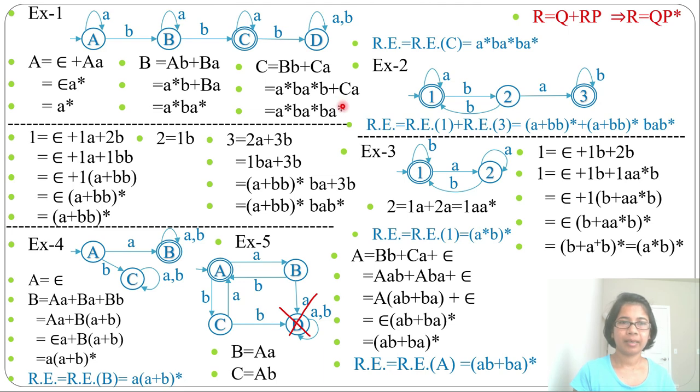How to apply Arden's theorem? First, write the equation, simplify the equation and find the regular expression for the final state. And that will be the regular expression for that finite automata. And here is one drawback. We are finding the regular expression for every state. We are finding for non-final states. That is not required. We need the regular expression for the final state only. But we are finding the regular expression for non-final states.